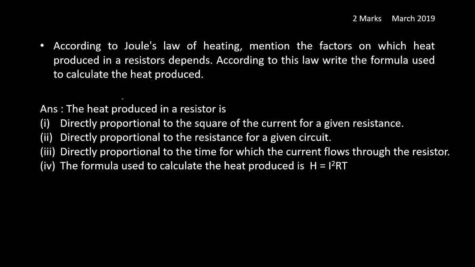The answer is the heat produced in a resistor is directly proportional to the square of the current for a given resistance and directly proportional to the resistance for a given current. Also directly proportional to the time for which current flows through the resistor. The formula used to calculate the heat produced is H is equal to I square into R into T.